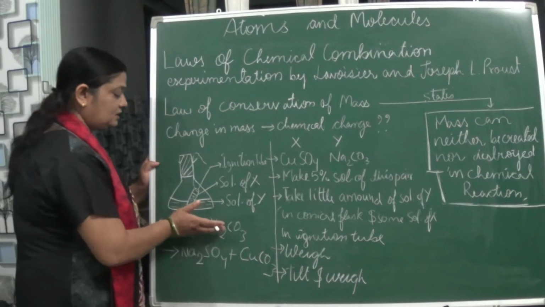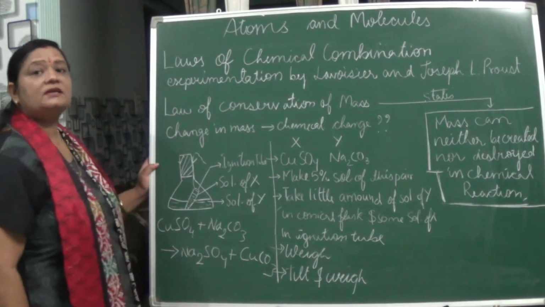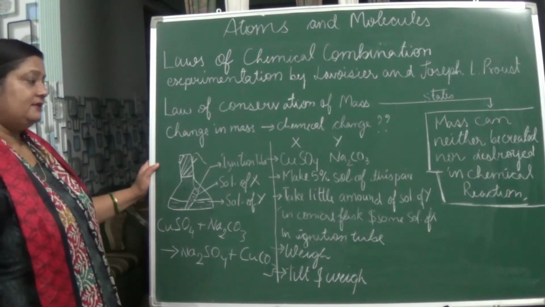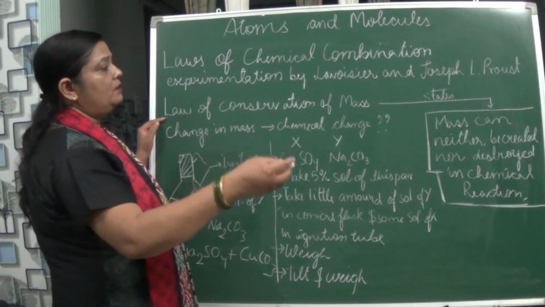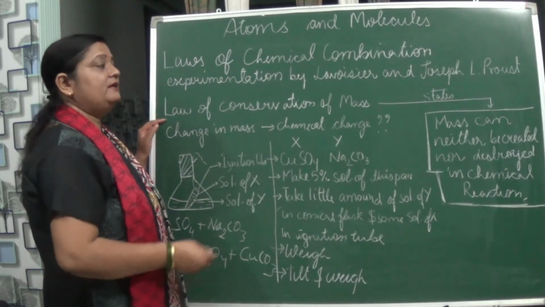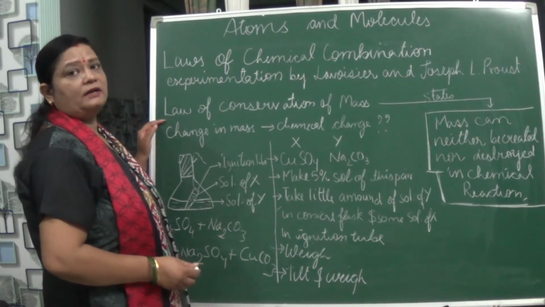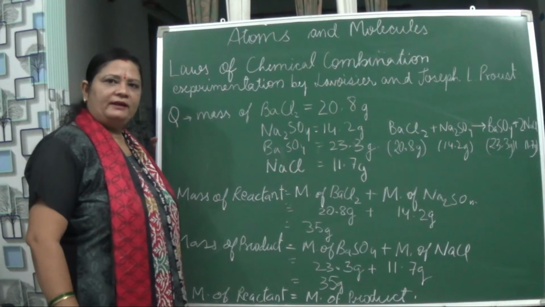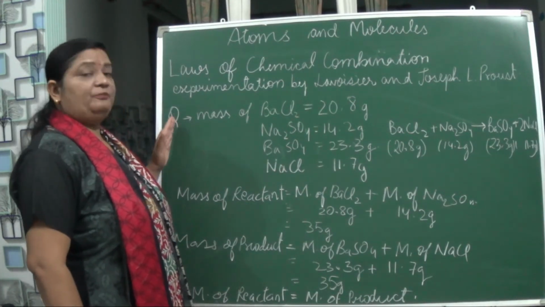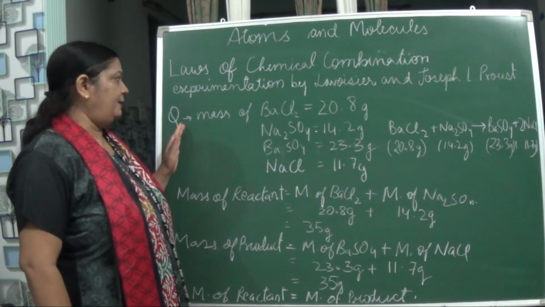Here when he saw this mass and this mass, it was similar. And this said that yes, the law was formulated now, the law of conservation of mass, that mass can neither be created nor destroyed in a chemical reaction. Let us see by a numerical how we prove the law of conservation of mass.